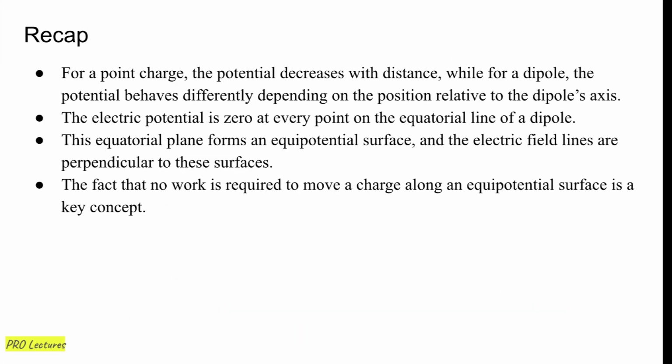To summarize, we learned how to calculate the electric potential at a point due to a point charge and electric potential at a point due to an electric dipole. For a point charge, the potential decreases with distance, while for a dipole, the potential behaves differently depending on the position relative to the dipole's axis. The electric potential is 0 at every point on the equatorial line of a dipole. This equatorial plane forms an equipotential surface, and the electric field lines are perpendicular to these surfaces. The fact that no work is required to move a charge along the equipotential surface is a key concept.